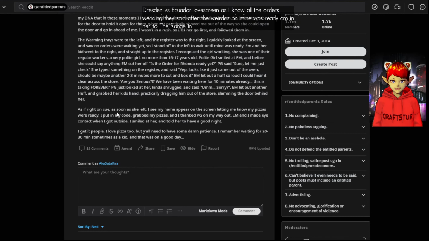I recognized the girl working. She was one of their regular workers, a very polite girl, no more than 16, 17. Polite girl smiled at her, and before she could say anything, entitled mother cut her off. Is the order for, I won't say the name because I don't know if the name's real, is the order for R ready yet?